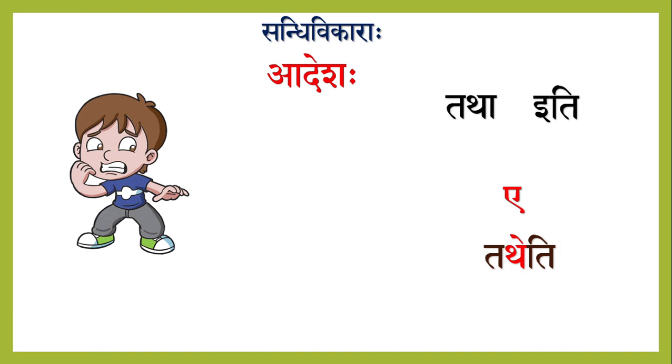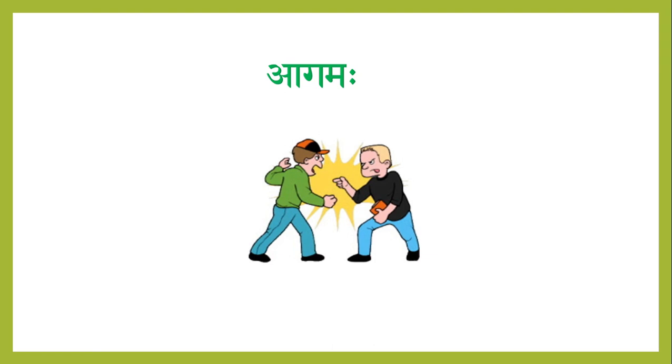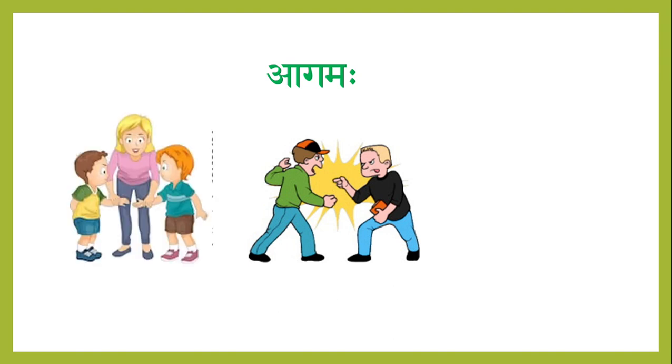Now, let's study the second type of Sandhi Vikaraha, that is Agamaha. Let's take the same example again. Govinda and Mukunda again begin quarreling, that is the Purvavarnaha and the Paravarnaha. Their mother comes and says, Govinda and Mukunda, please don't fight. So, the entry of their mother has stopped their fight. This is only called Agamaha.